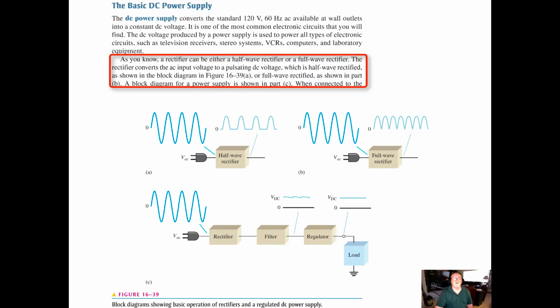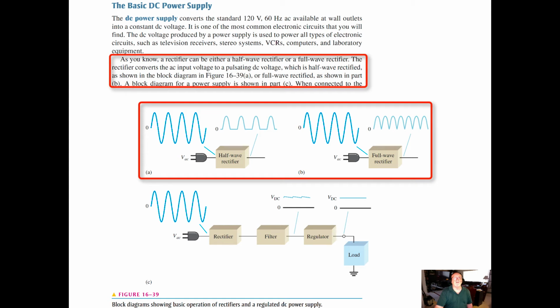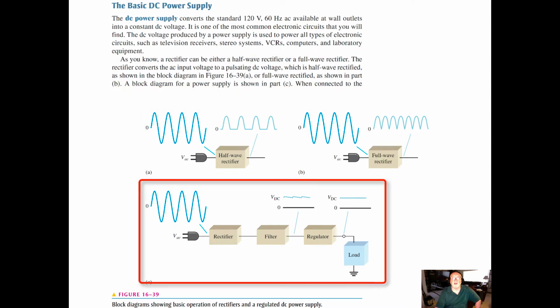As you know, a rectifier can be either a half wave or a full wave rectifier. The rectifier converts the AC input voltage into a pulsating DC voltage, which is half wave rectified, as shown in the diagrams below, or full wave rectified. A block diagram for a power supply is shown in part C.